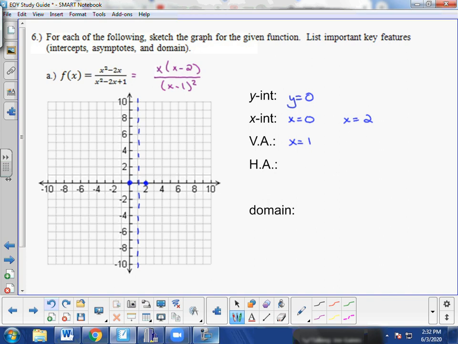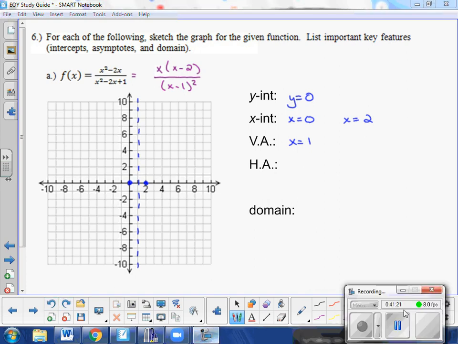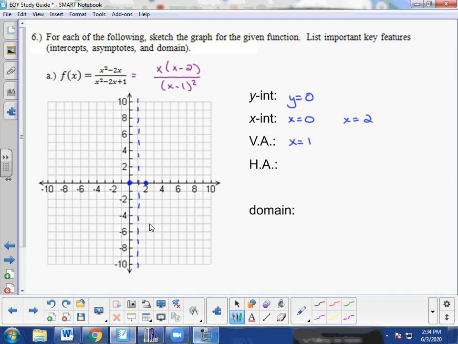The horizontal asymptote. Remember, the horizontal asymptote had a set of rules. To find the horizontal asymptote, we'd compare the degree of the numerator to the degree of the denominator. If the degree of the numerator is less than the degree of the denominator, your horizontal asymptote is y equals 0. If the degree of the numerator is equal to the degree of the denominator, which it is in this case, we take a ratio of the leading coefficients, which is 1 over 1. So in this case, y equals 1. If the degree of the numerator is greater than the degree of the denominator, there is no horizontal asymptote. And we don't see any examples like that.